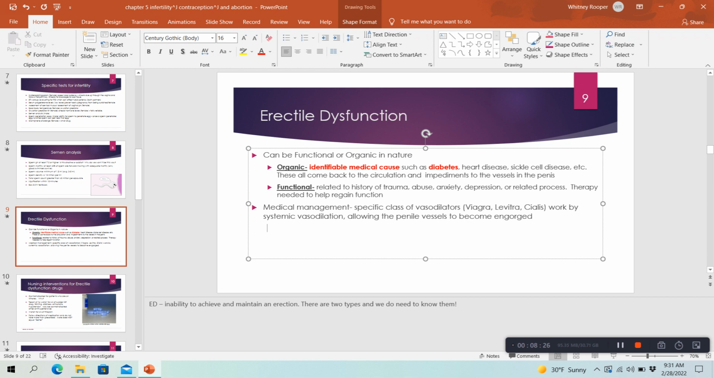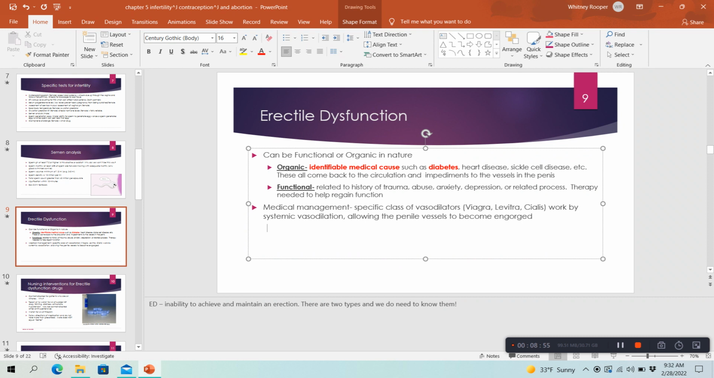Organic erectile dysfunction is caused by an identifiable medical disorder: heart disease, sickle cell disease, diabetes, anything that affects circulation and impedes circulation in the vessels in the penis as well. And then functional erectile dysfunction, on the other hand, can affect someone of any age. Now, if you're diabetic, you could be a type 1 diabetic and have erectile dysfunction at 35. It's entirely possible if you've been diabetic for many years.